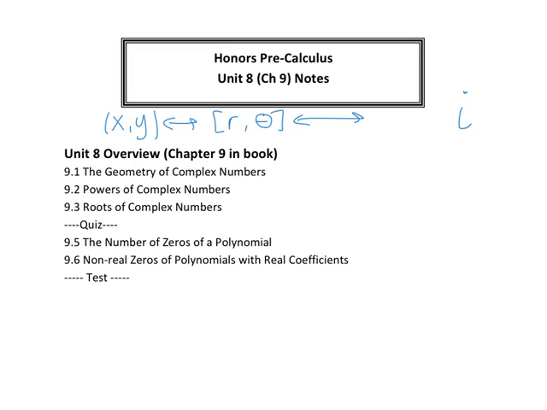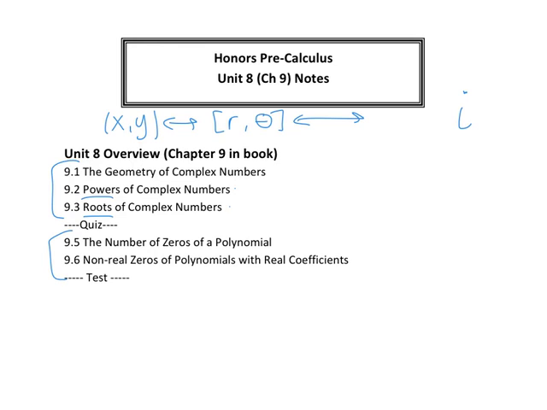So if you look at this right here, those first three sections are really focusing on what complex numbers are and how they behave, and then powers and roots of complex numbers, just like we can find powers and roots of the real numbers we usually work with. We'll do powers and roots of complex numbers. And then these two sections, 9.5 and 9.6, are all about non-real zeros of functions, which we'll look at next week.